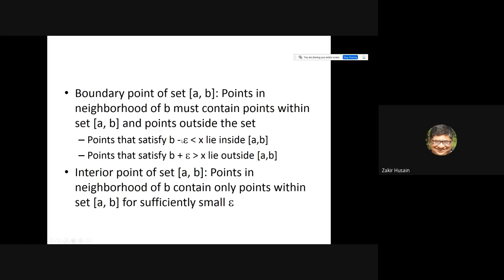What is important is that if we take points defined like this, B minus epsilon, B plus epsilon, then some of these points will lie inside the set or inside the interval. Some of the points will lie outside the interval. In this case, we have taken the upper boundary. So B minus epsilon will lie inside the set. B plus epsilon will lie outside the set. But suppose we take the lower boundary, we can also define a neighborhood around A. So in that case, A minus epsilon will lie outside the set. A plus epsilon will lie inside the interval.